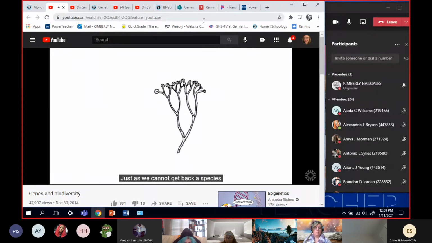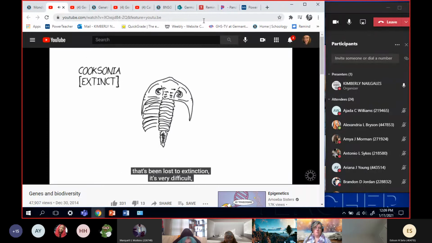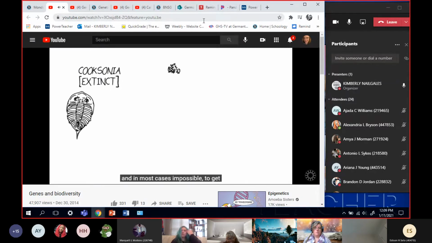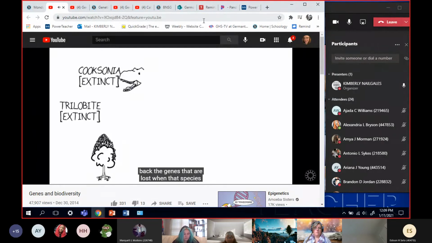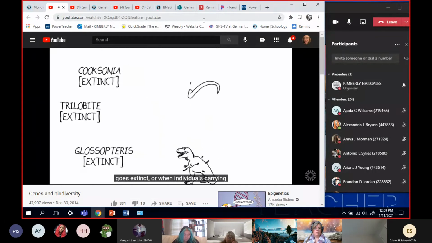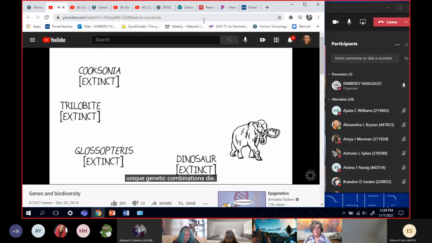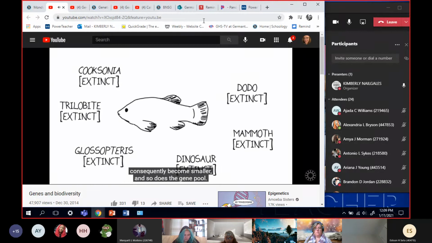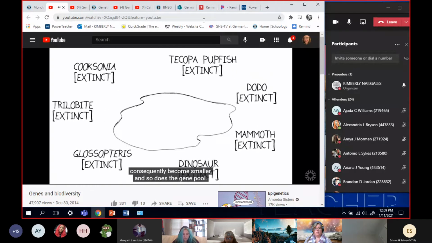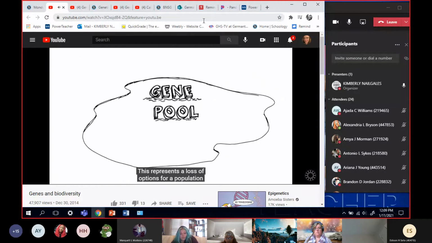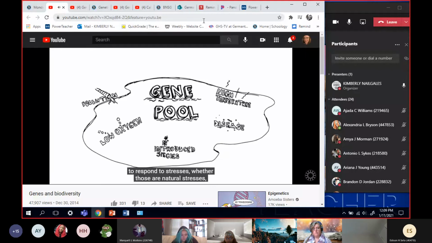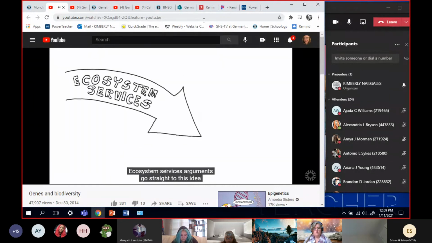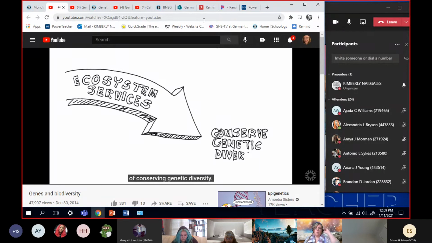Just as we cannot get back a species that's been lost to extinction, it's very difficult and in most cases impossible to get back the genes that are lost when that species goes extinct or when individuals carrying unique genetic combinations die. As humans encroach on wild habitats, populations consequently become smaller, and so does the gene pool. This represents a loss of options for a population to respond to stresses, whether those are natural stresses or stresses caused by humans. Ecosystem services arguments go straight to this idea of conserving genetic diversity.